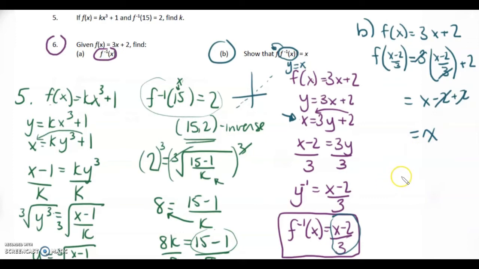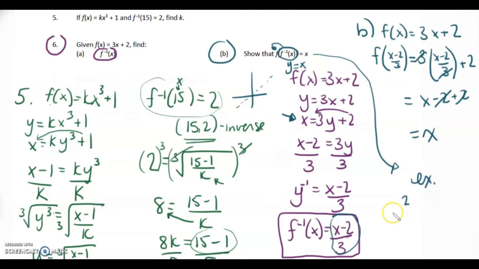So what this is telling us in real life is that when we apply an operation or a function to a number, and then we apply its inverse, we actually reverse that. I'm going to give you an example.